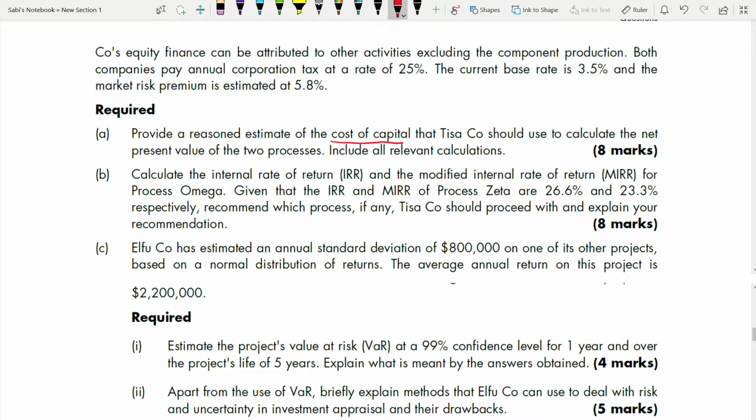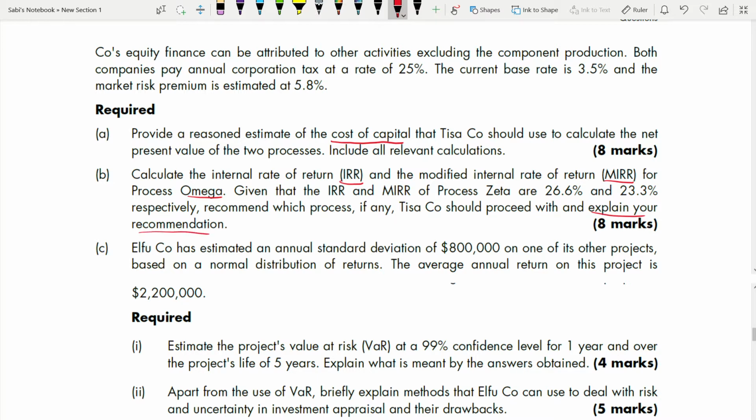Next, IRR and MIRR. Calculate for the process Omega. So for only one process, you need to calculate IRR and MIRR for Omega. IRR and MIRR for Zeta is given as 26.6% and 23.3%. And recommend which process, if any, they should proceed with and explain your recommendation. So you have to explain which process they should go with.